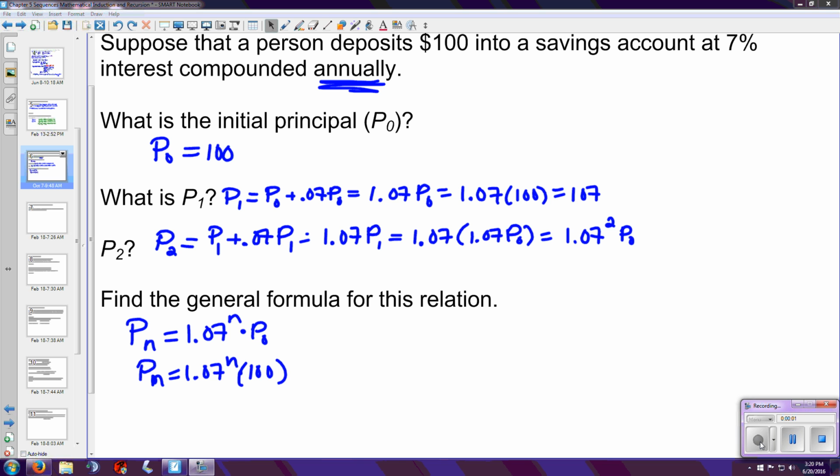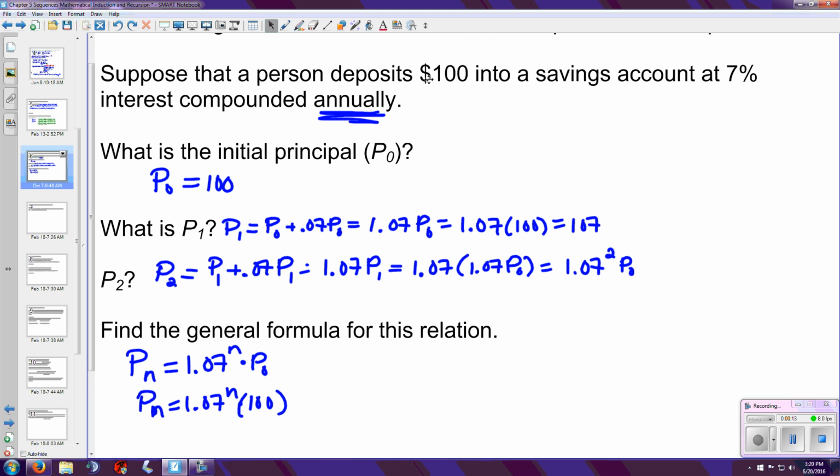Welcome back to part 2 of recurrence relations. So this is section 5.6. I want to pick up where we left off in our discussion on the general formula for, in this example, compounding annually $100 at 7%.